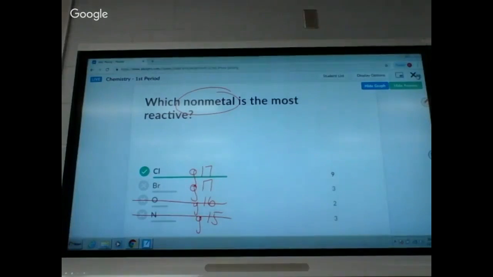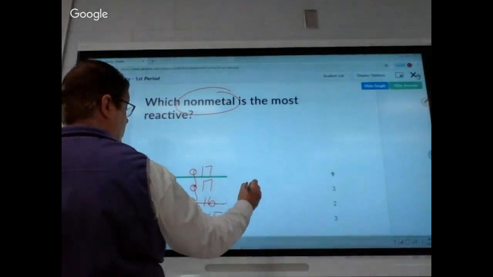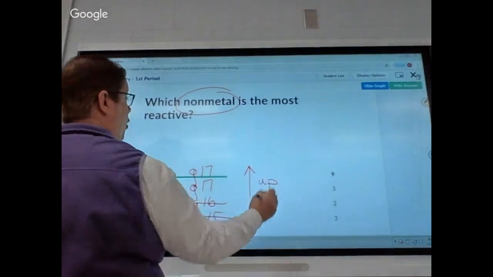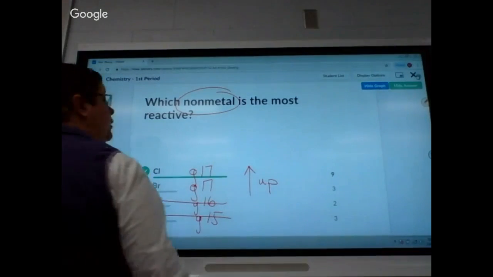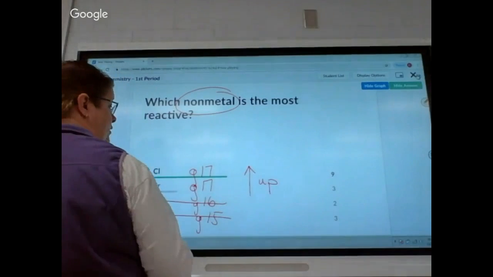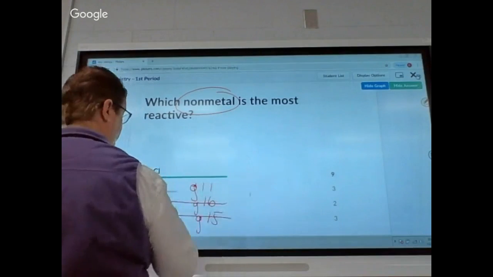Now, Almisha just asked what happened if they're in the same group. What do we say about non-metals? Most reactive or closer to the top. That's right. More reactive as you go up. Who's more reactive as you go up? Chlorine or bromine? Chlorine is further up, which is why it's chlorine. Okay?